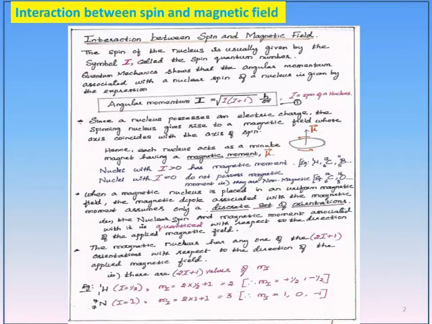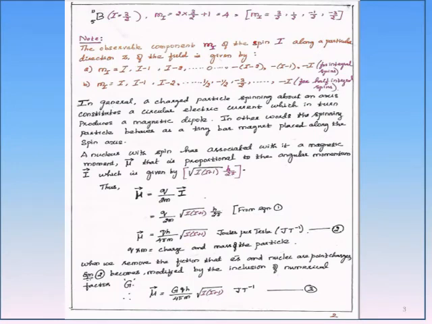For example, for a proton, the nuclear spin value I is half, hence the number of spin states Mi is 2, and they are plus or minus 1 by 2. And for nitrogen, the nuclear spin is 1, for which the number of spin states is 3 using the formula 2I plus 1, and the spin states are 1, 0 and minus 1. Similarly for boron, we have 4 energy levels, as we have seen earlier.